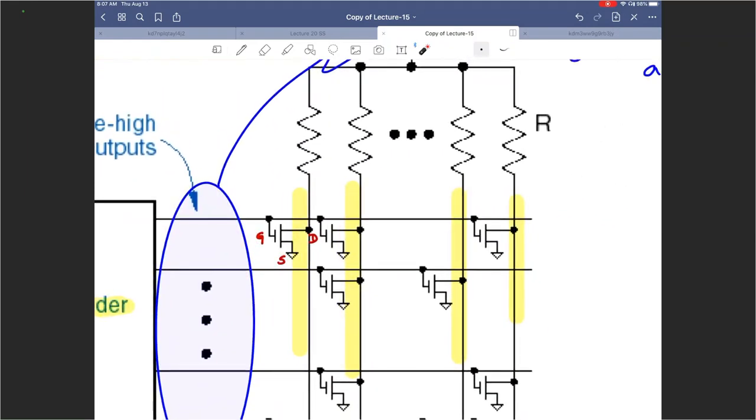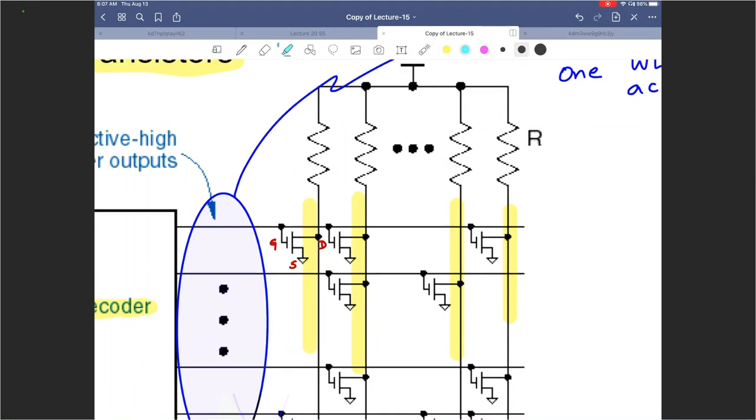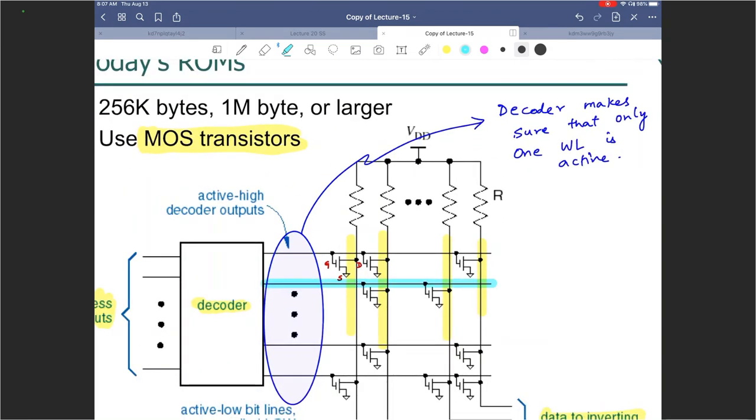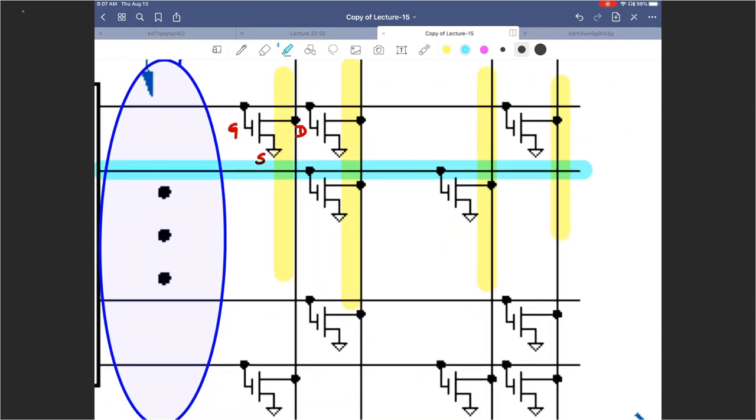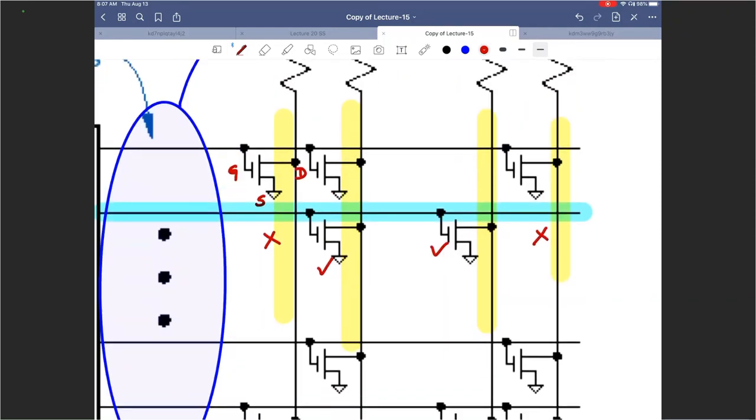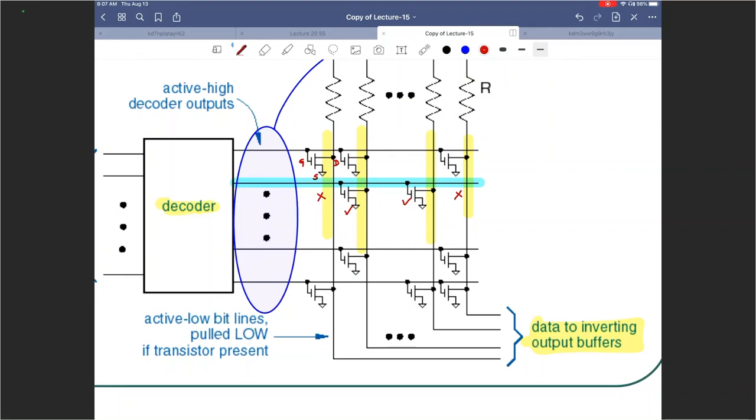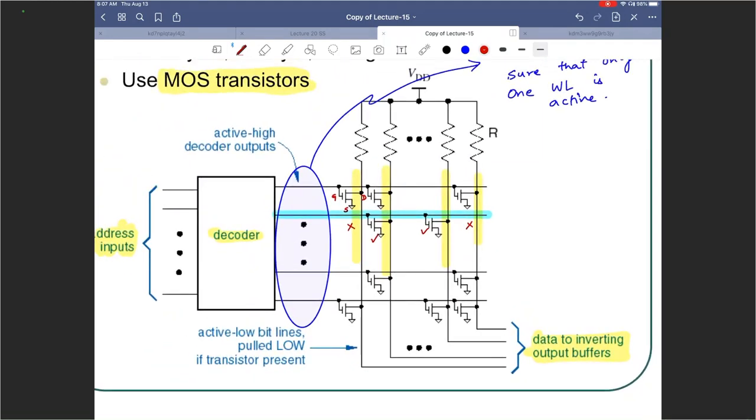Which means that if I have one active, so for example, if I have say this word line active, let's make the second one active. What is going to happen? Well, you don't have a transistor here. You have a transistor there. You have an NMOS transistor there. You don't have an NMOS transistor there, which means the voltage at those bit lines, if there's no transistor, then there is no way for that line voltage to go to low, to go to zero. It is going to be connected to high. So you are reading a one here.